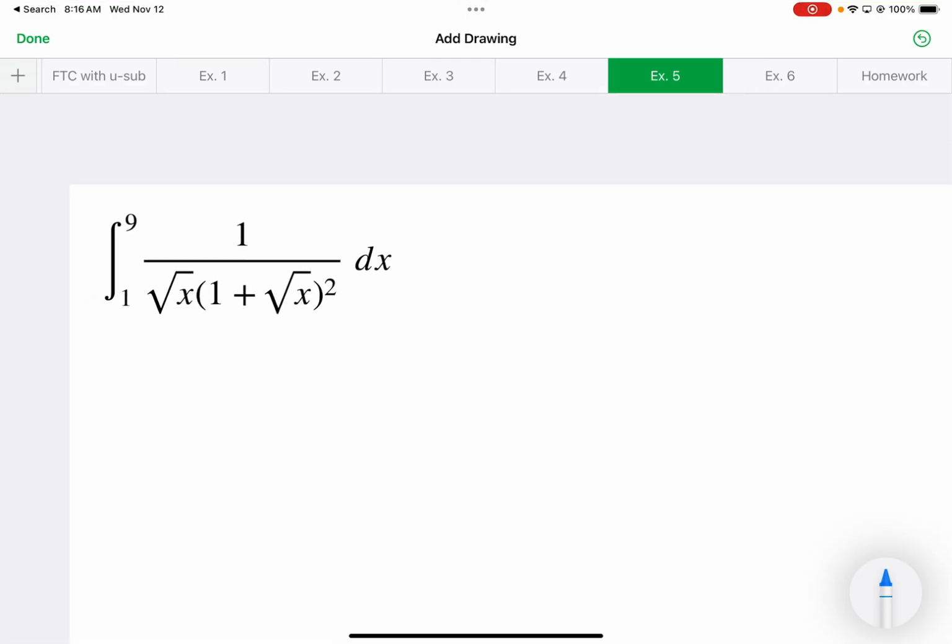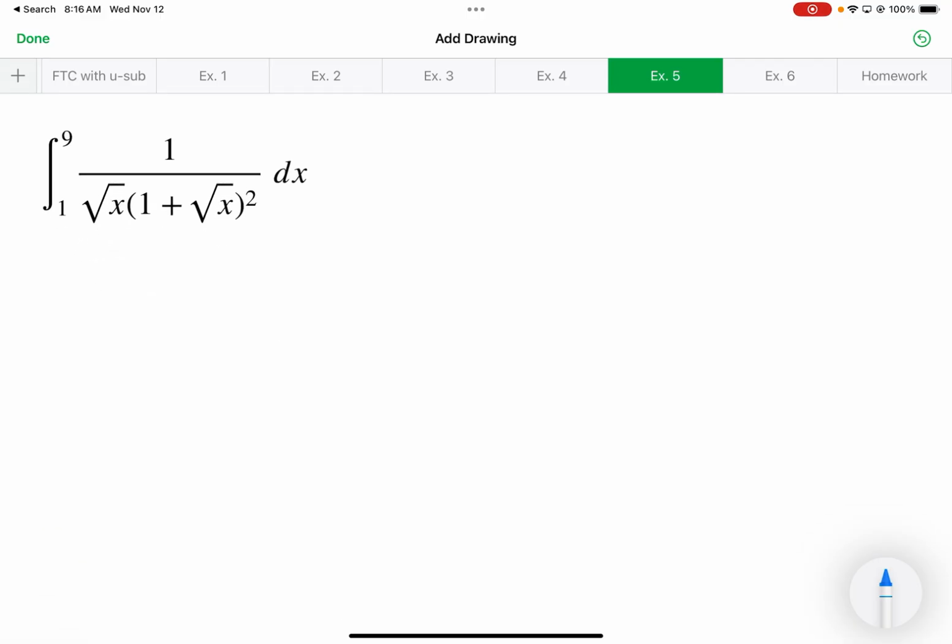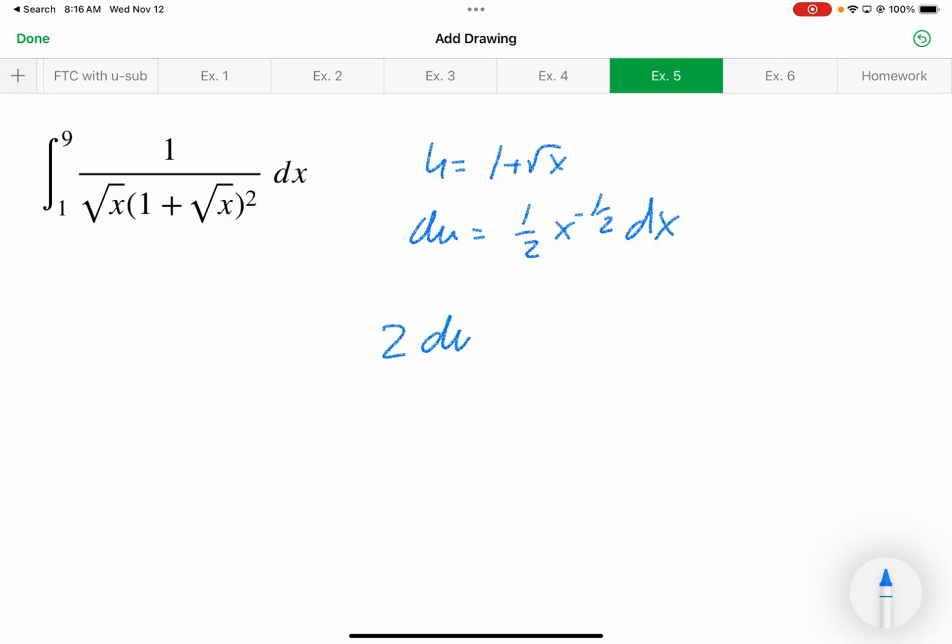Yeah, I handpicked this one because it looks daunting, but it won't be bad. We're doing great. What do you guys want to let u be? Derivative of that? Good. 1/2 x to the negative 1/2 dx. Do I have that? Yep. Good. Got the business end of it. And then we can just toss the 2 to the other side.